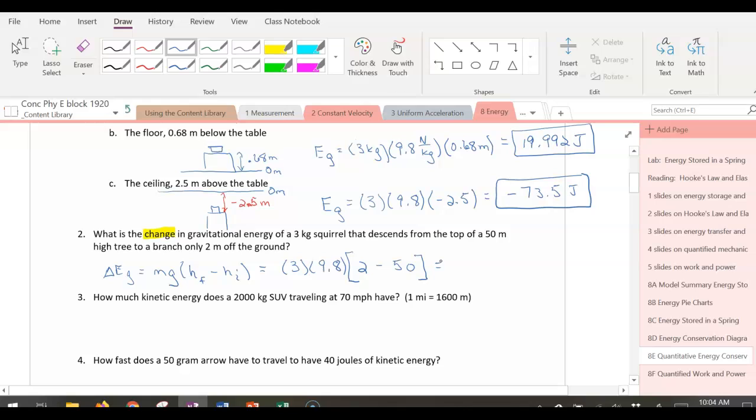Okay. So we get negative 1,411.2 joules. The gravitational potential energy got smaller by that much because the squirrel came down to a lower height. Okay, let's look at 3.